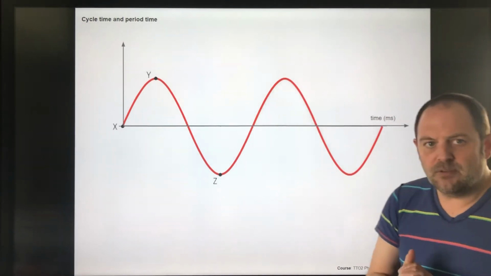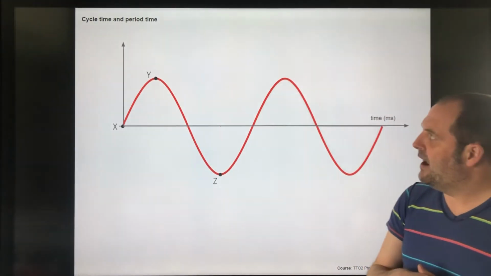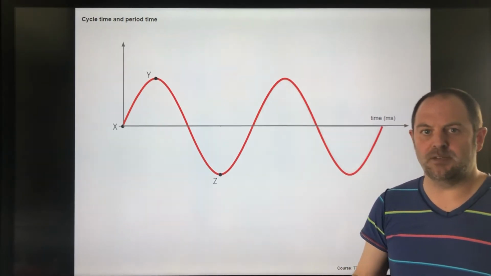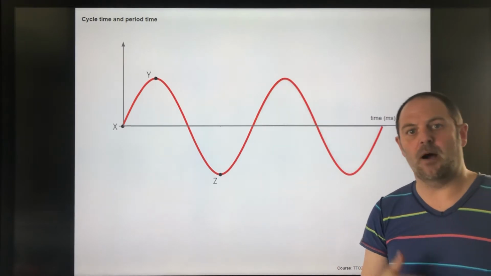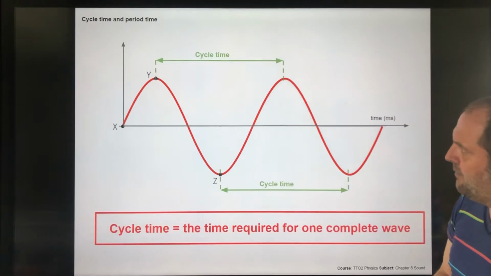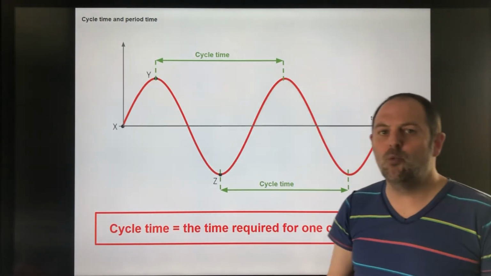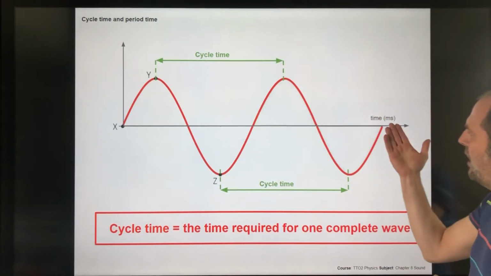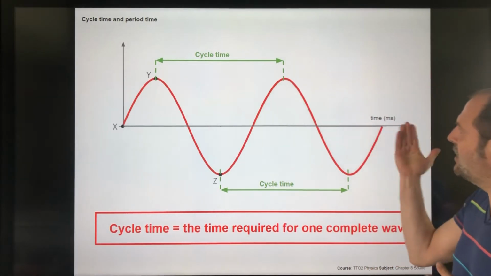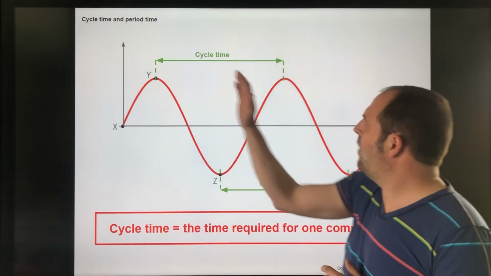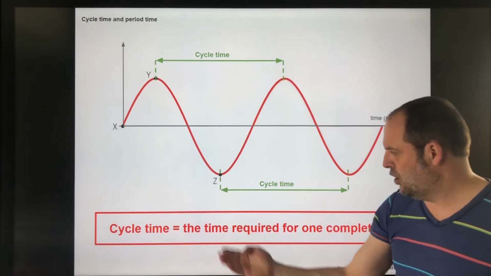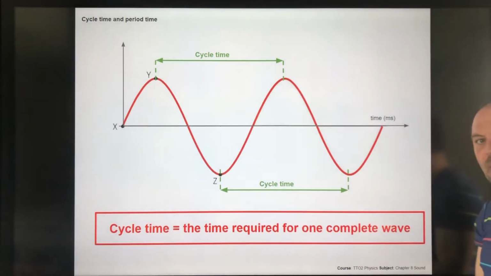Well, now let's talk about two other concepts, and that are cycle time and period time. They're actually exactly the same. So sometimes I will talk about cycle time, sometimes about period time, exactly the same. Okay, the period time is now, it looks like it's the wavelength, but take a good look. I placed over here now the time on the horizontal axis. In the previous one, it was the distance. Now we're talking about the time. So the time that it took from one top to another top is actually the cycle time or the period time. So the time required for one complete wave.